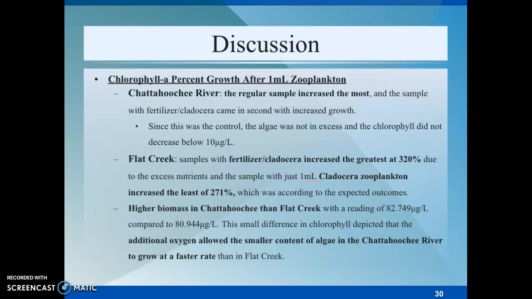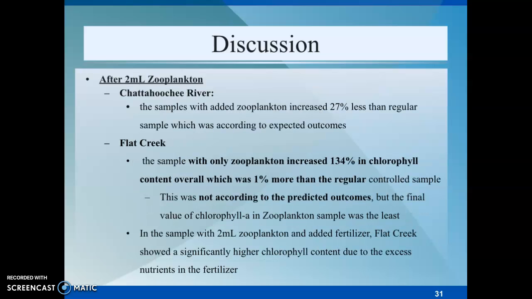The percent growth after 1 milliliter of zooplankton from Flat Creek showed that the algal growth decreased in just the zooplankton sample, since it increased the least, by 271%, which was according to the expected outcomes. After 2 milliliters of zooplankton in Flat Creek, the sample with only zooplankton increased 134% in chlorophyll content overall, which was 1% more than the regular controlled samples. These were not according to the predicted outcomes.